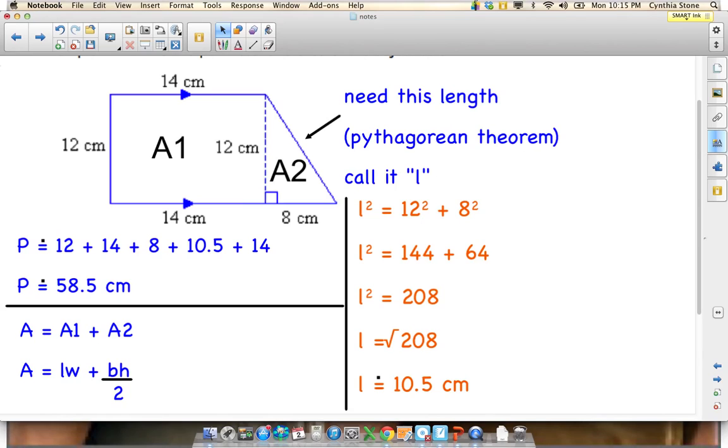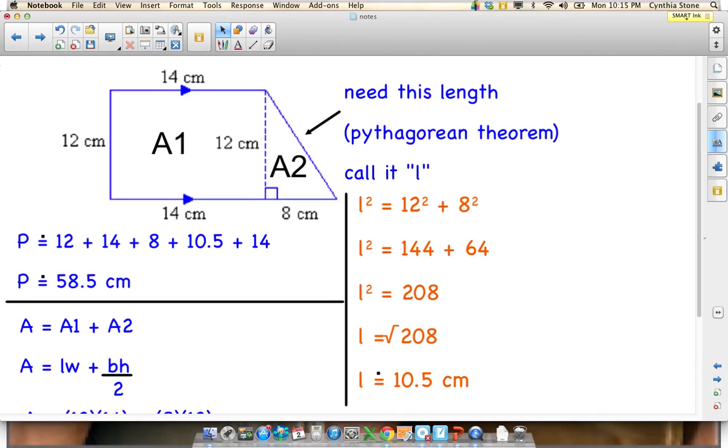So anyway, once you've figured out this distance here, now you go perimeter. And then you just add up 12 plus 14 plus 8 plus my 10.5 plus 14 and simply 58.5. Still keeping the approximately equal because this is a rounded number, right? It's not exactly equal to this. This is rounded. Area is the area of the rectangle plus the area of a triangle.